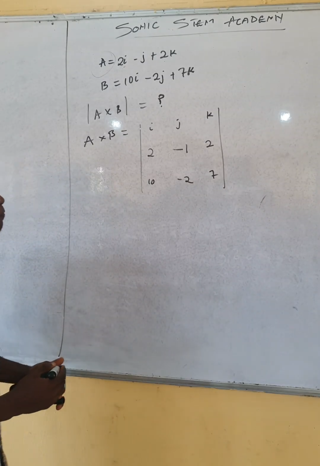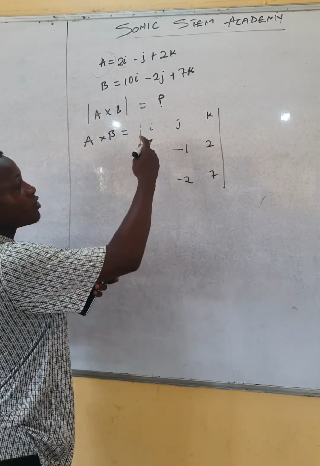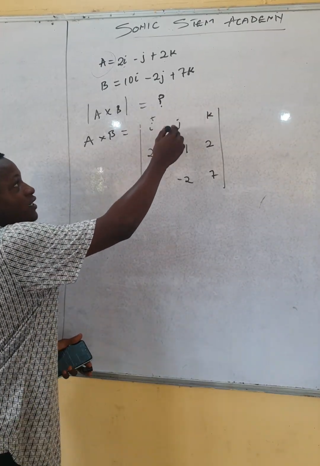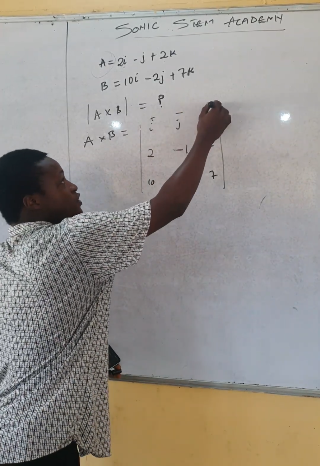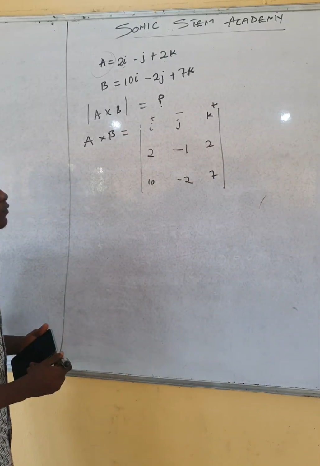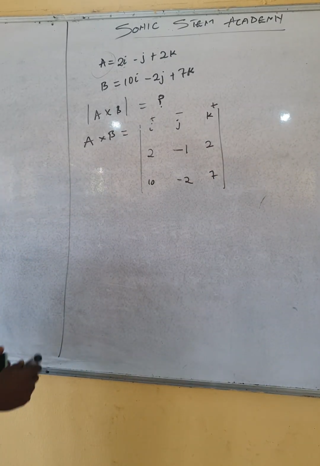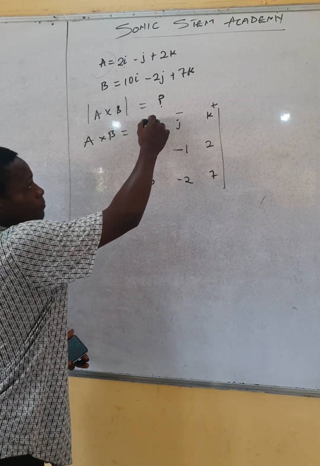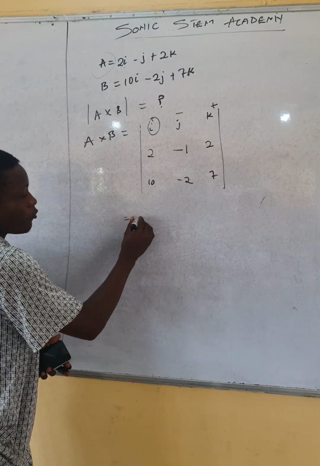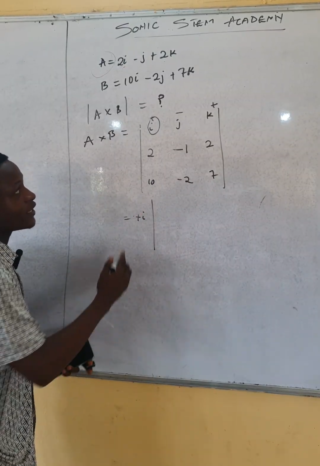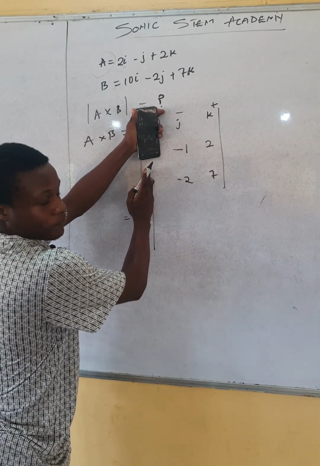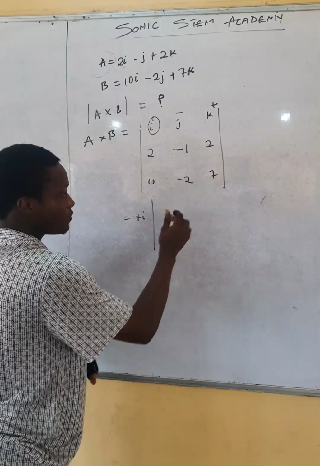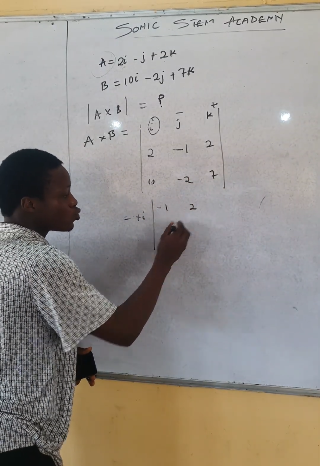Now let's simplify. To solve this, we make use of the determinant method. How do you use the determinant method? The first thing is, this is plus, this is minus, and this is plus also. All that being said, how do you find the determinant? You take your first I here, which is positive, that is plus I into bracket. Then when you cover its row and column, we are left with minus 1, 2, minus 2, 7. So we write that out: minus 1, 2, minus 2, 7.